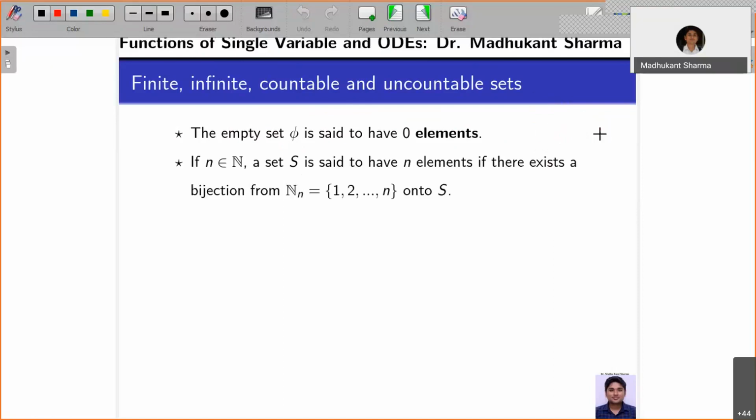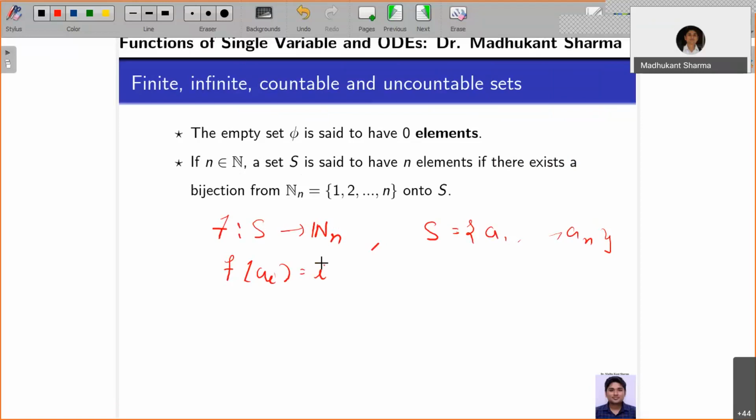Now, if n belongs to N, then a set S is said to have n elements if there exists a bijection from N_n onto S. So if you define f from S to N_n, you can define S equals {a1, ..., an}. Now you can define f of a_i equals i, or f of i equals a_i for i equals 1 to n. So this will give you the bijection from N_n onto S. We have considered it in this manner because now we can directly generalize to countable.